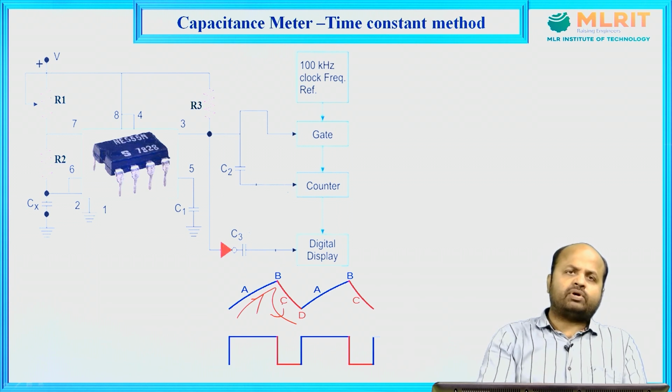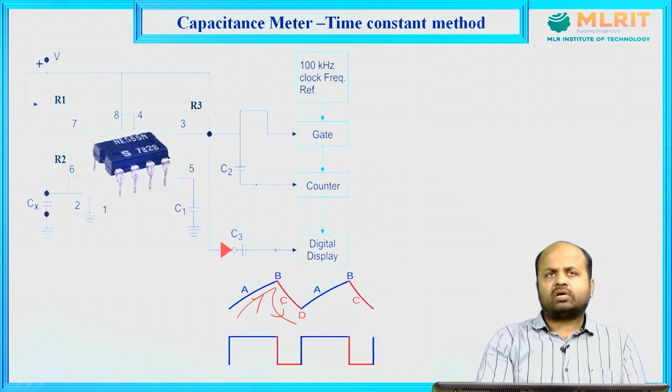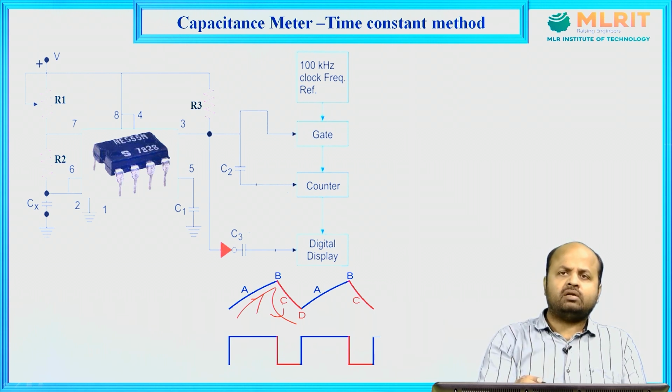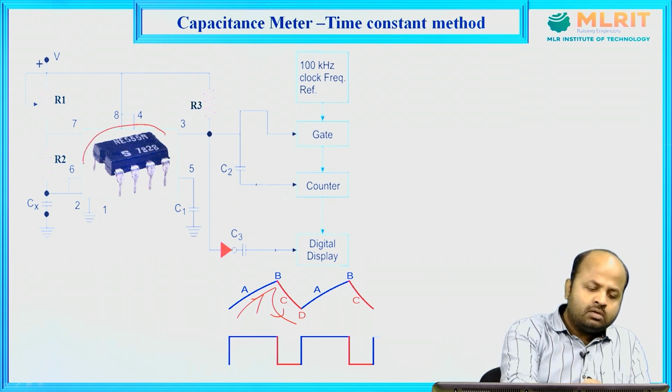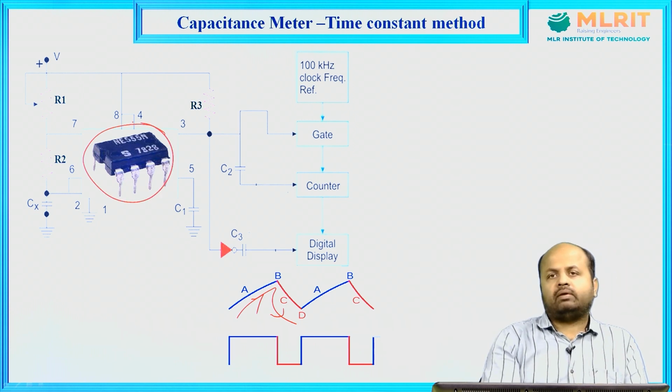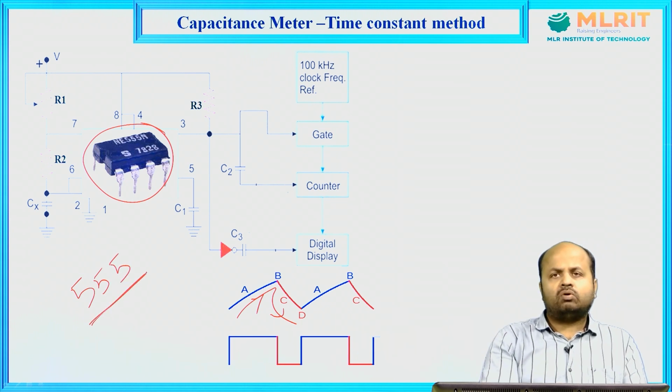So first of all we will see the construction of a capacitance meter based on the time constant method. It consists of a 555 timer. It is basically an IC.